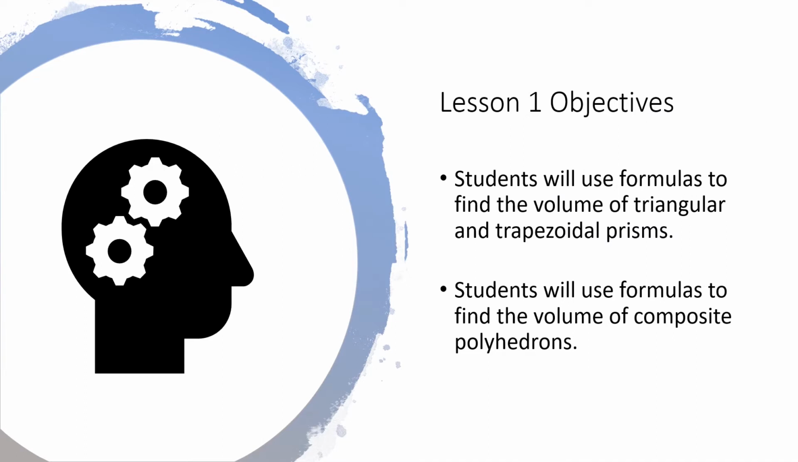Okay, so for Lesson 1, we're going to have two objectives. The first is for students to use formulas to find the volume of triangular and trapezoidal prisms. And our second is for students to use formulas to find the volume of composite polyhedrons.